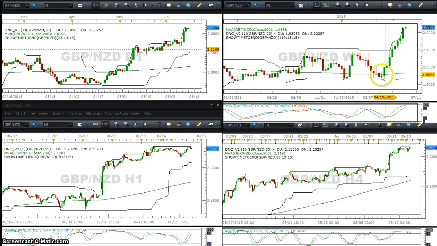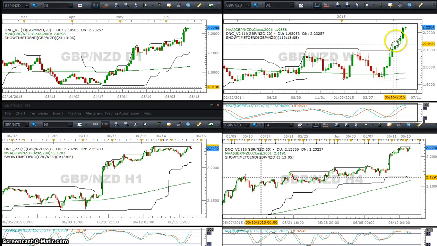What I'm seeing here is a weekly, a daily, a 4-hour, and a 1-hour. We can see that since the week of April 18th, this pair has been on a tear to the upside. If we just take a look at it from its low point to its high point, it's up almost 3,000 pips since that period of time. Obviously, there have been some fits and starts in between, but essentially it's been moving up, as we can see on our weekly chart.